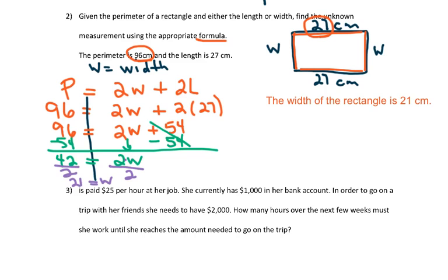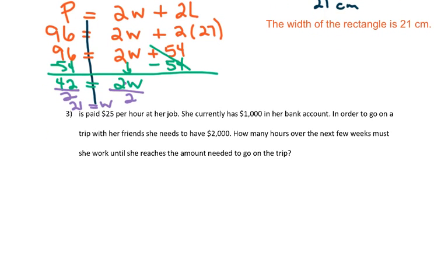And number 3, I inadvertently left off the name of the person we're talking about, so let's add in here Trisha. So let's put here Trisha is paid $25 per hour at her job. She currently has $1,000 in her bank account. In order to go on a trip with her friends, she needs to have $2,000. How many hours over the next few weeks must she work until she reaches the amount needed to go on the trip?